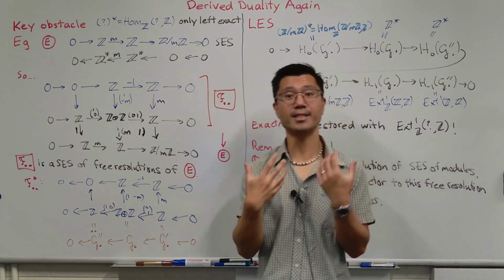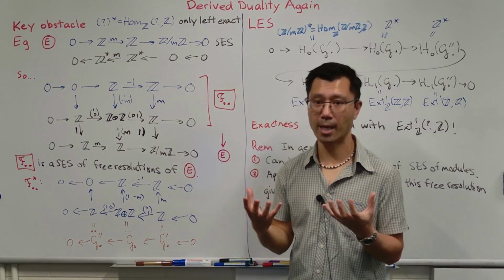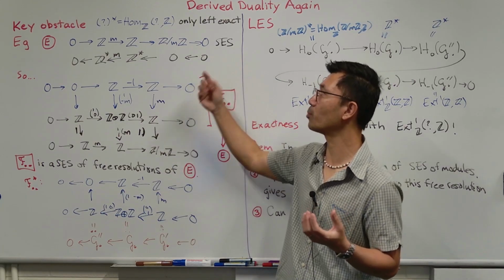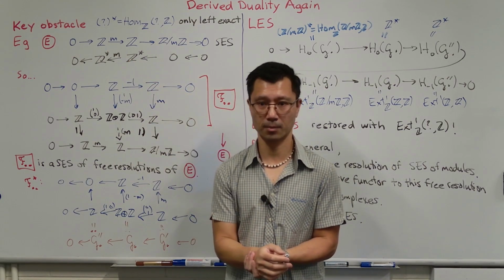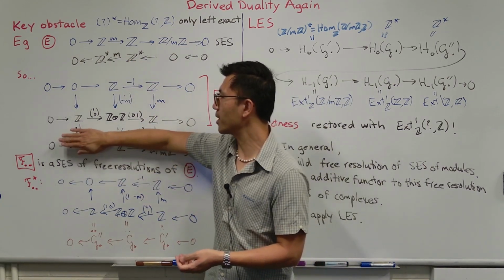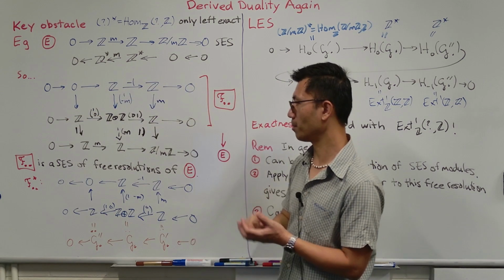Remember the idea of derived duality and a lot of homological algebra is that you should replace a module with a free resolution. So basically we'll forget about this and we'll look at this F double dot.